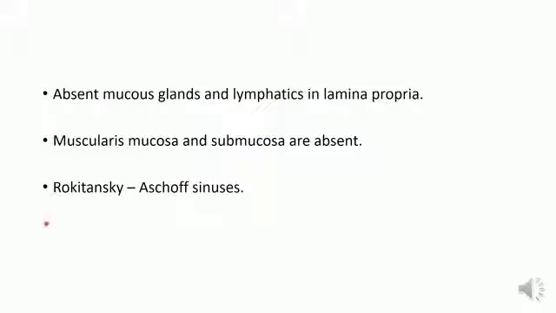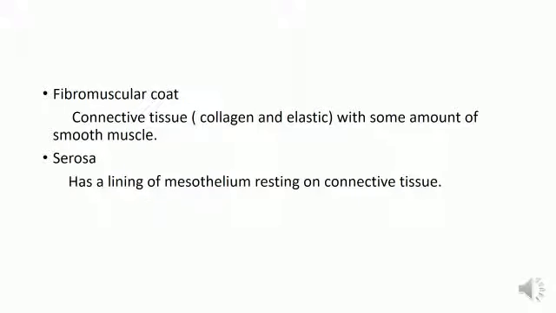Sometimes deep mucosal diverticula can extend into the fibromuscular coat and they are called Rokitansky-Aschoff sinuses. If present, they may contribute to a risk factor for stone formation and infection. The second layer is the fibromuscular coat. It is made up of connective tissue, mainly elastic and collagen fibers with some amount of smooth muscle. The third layer is the serosa. It has a lining of mesothelium resting on connective tissue. This layer contains large blood vessels, lymphatic network, nerve plexus along with elastic fibers and adipose tissue.